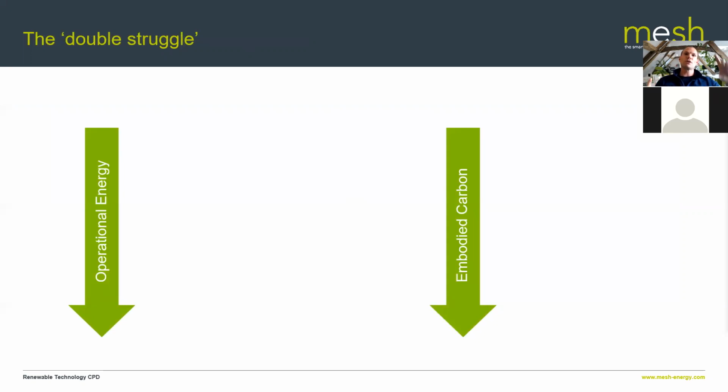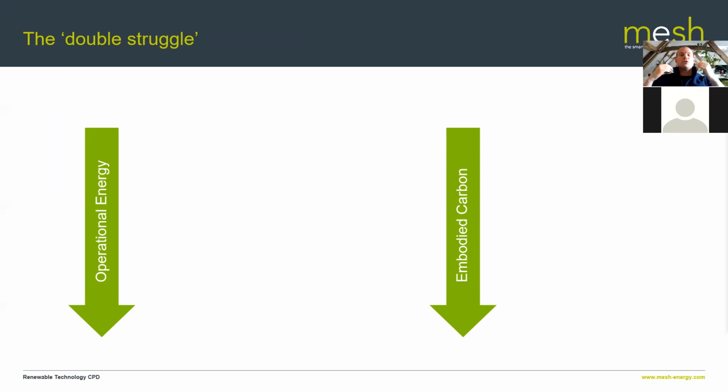how do we reduce operational energy, and at the same time reduce embodied carbon? It would be very easy to imagine a bit like a seesaw where you reduce operational energy and your embodied carbon rises. That would be simple. That's what is happening really day to day at the minute.